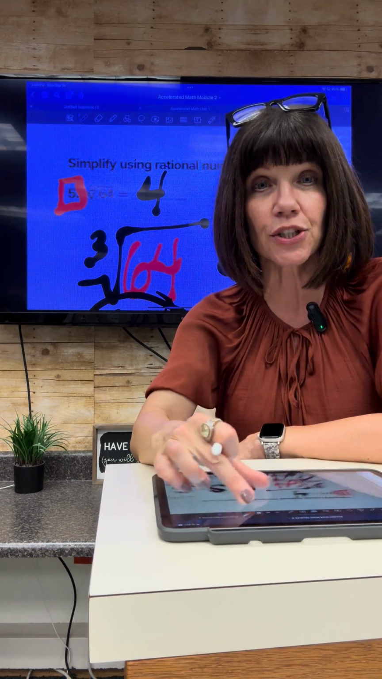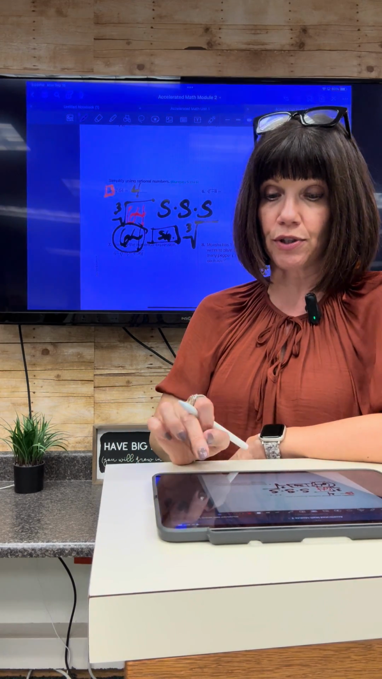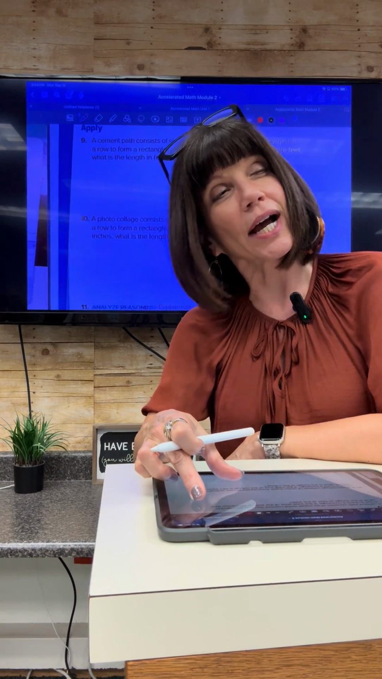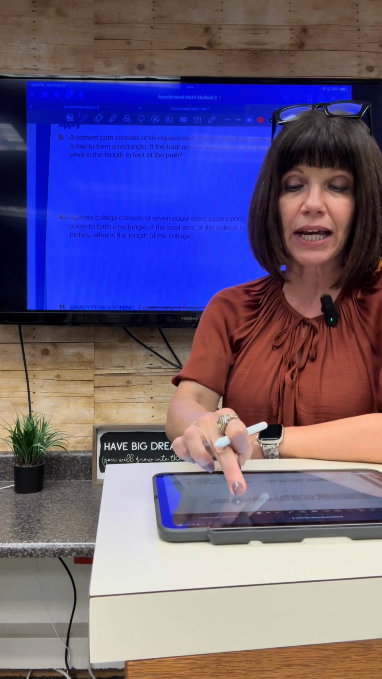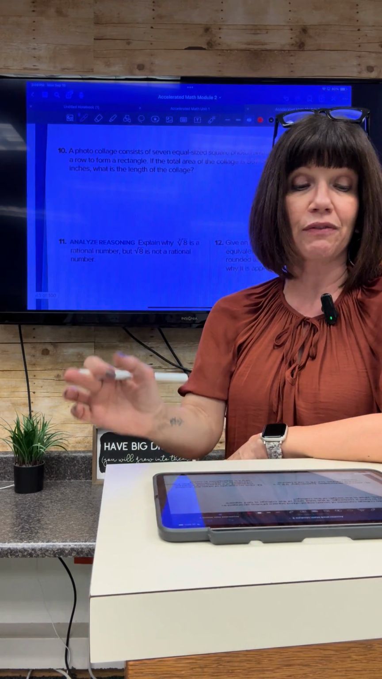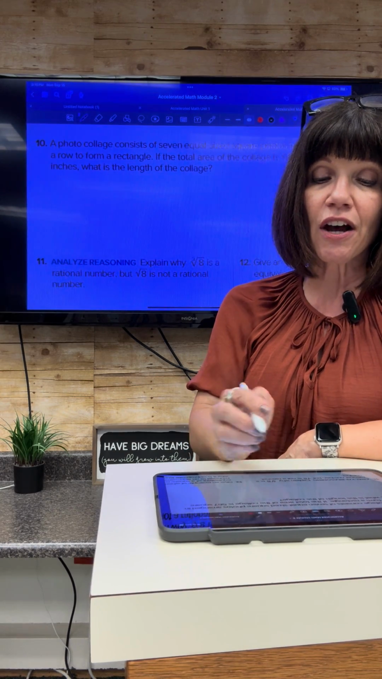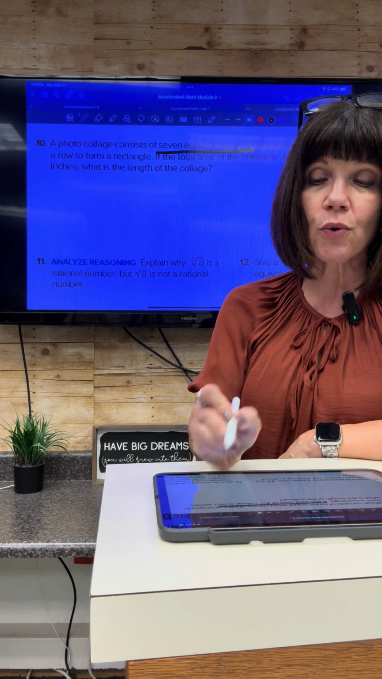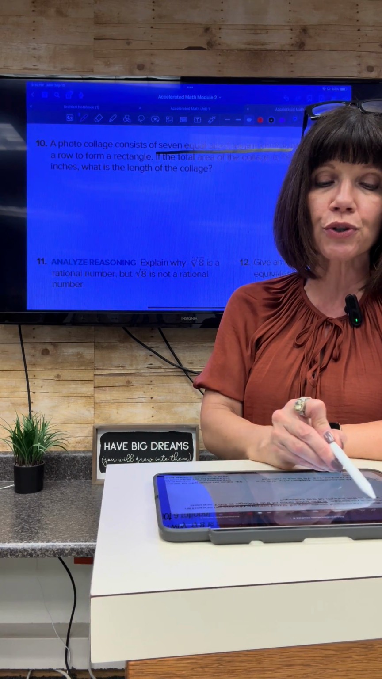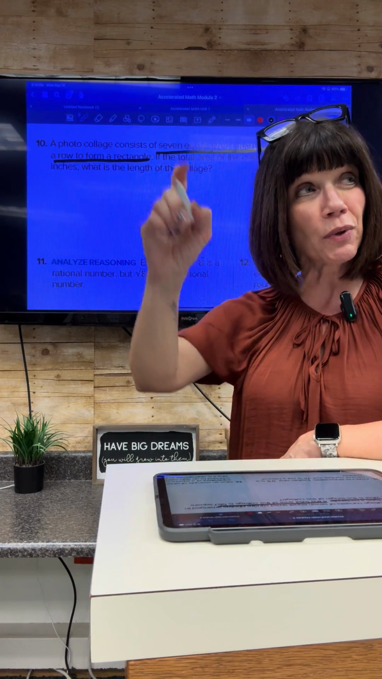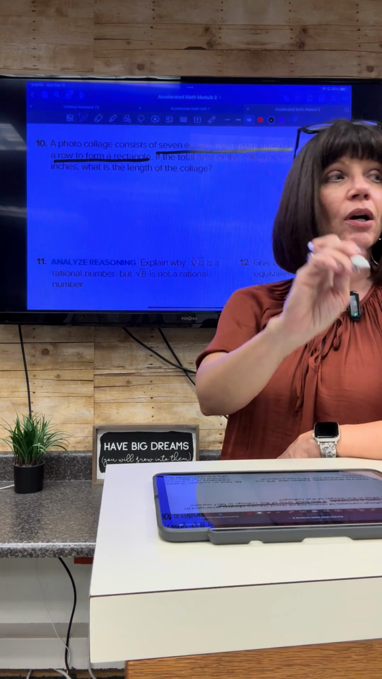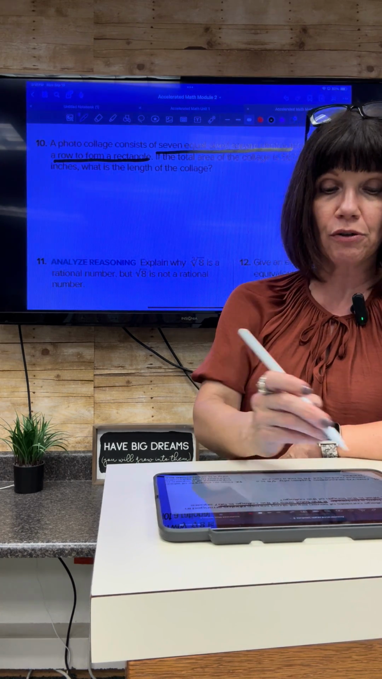Okay? Moving on to an item that I know some of my people struggled with. I'm going to go to number 10. Am I right, guys? Number 10? I know number 9 too, but they're both very similar. So we're going to go with number 10. Once you know how to solve number 10, you should have no trouble with number 9. A photo collage consists of 7 equal-sized square photos arranged in a row to form a rectangle. So everyone on your white paper, yes? Not in the textbook where you try to work ahead.